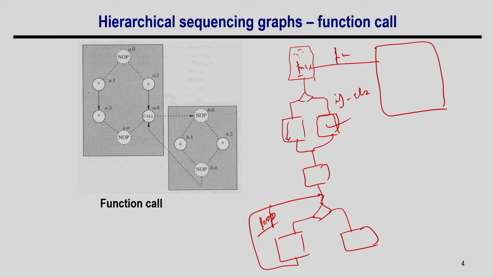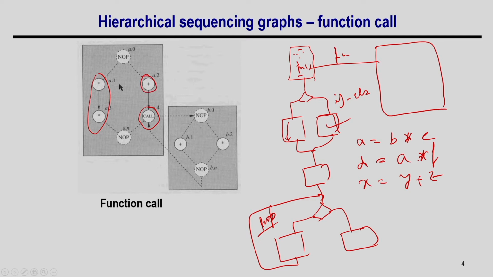So, suppose you have a straight line of code like this, and there is a function call here, right. If I try to map this particular diagram to realistic code, it is like this. Suppose you have A equal to B star C, and then suppose D equal to A star F. So, this is that part. I am mapping this to my A and this to my D, and say x equal to y plus z, this is that operation, and then you have a function call, right.